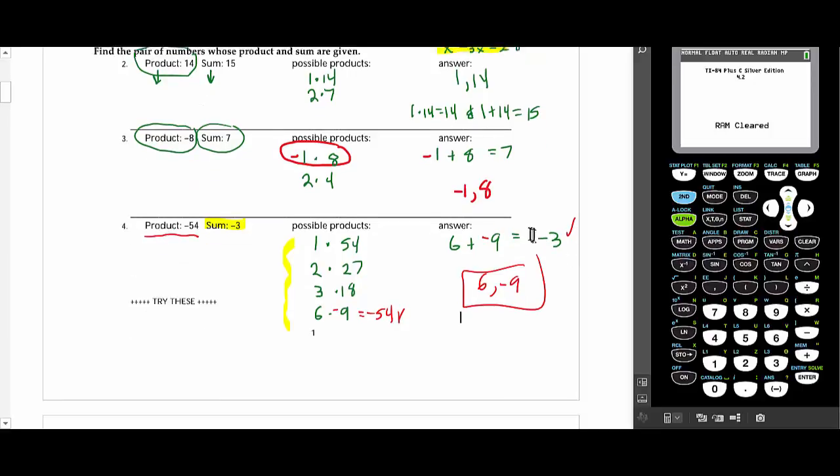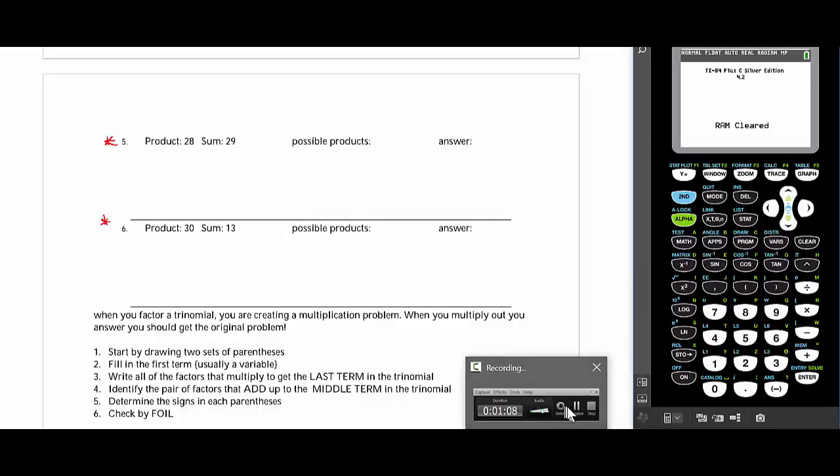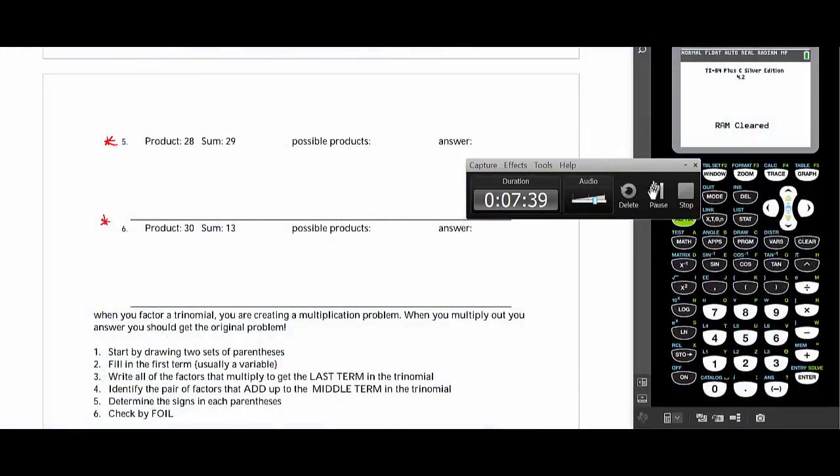Okay? All right, let's do the next 2 here. I'll just give you a couple of minutes to do the next 2. And if you can do these in your head, just do them in your head. I'm fine with that. But use kind of a strategy to come up with them.